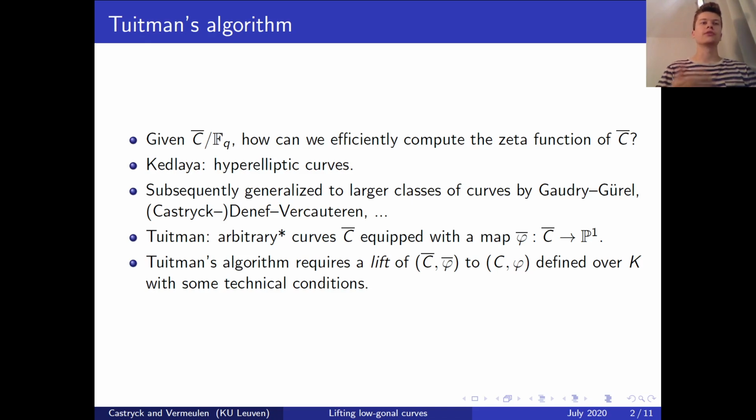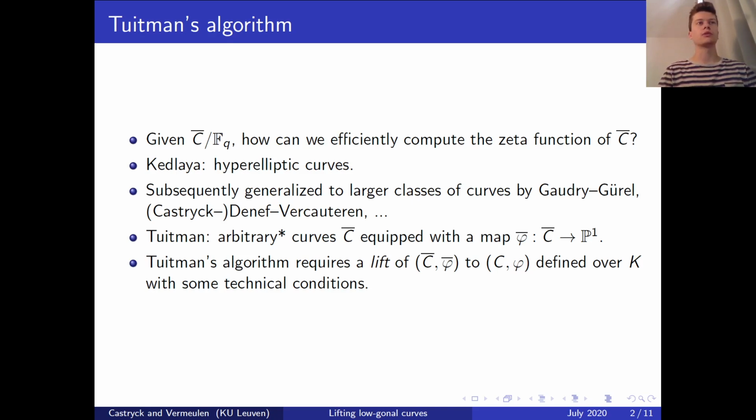The reason for this is that all of the computations are done in the number field or in the p-adics, because over finite fields this doesn't work very well. Actually this lifting step is already implicit in all of these previous algorithms, but there it's completely trivial. So this only starts to become a problem with Tuitman's algorithm, and it's the topic for this entire presentation.